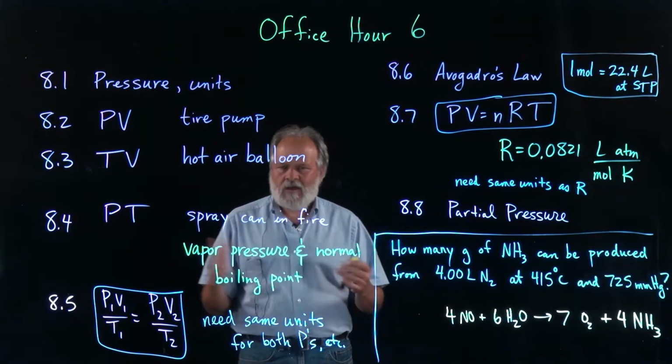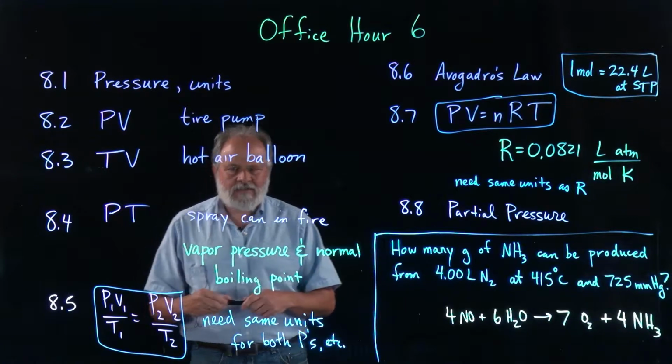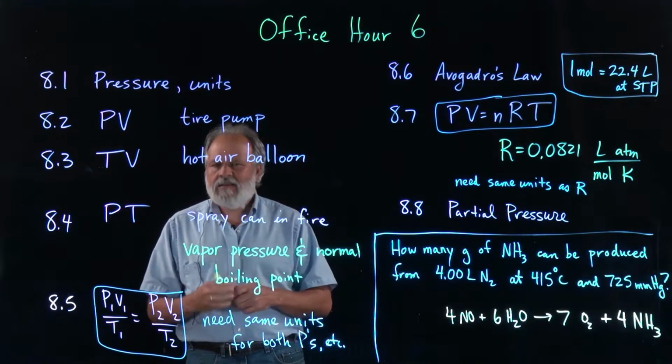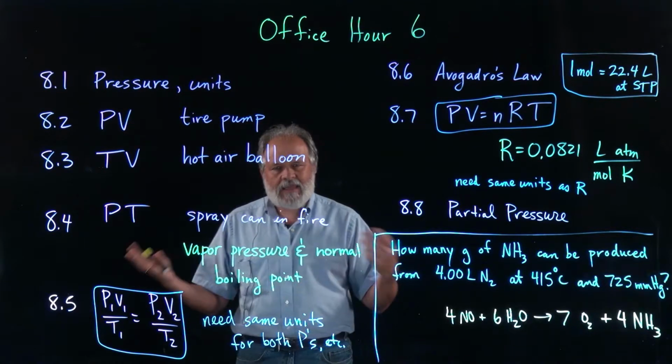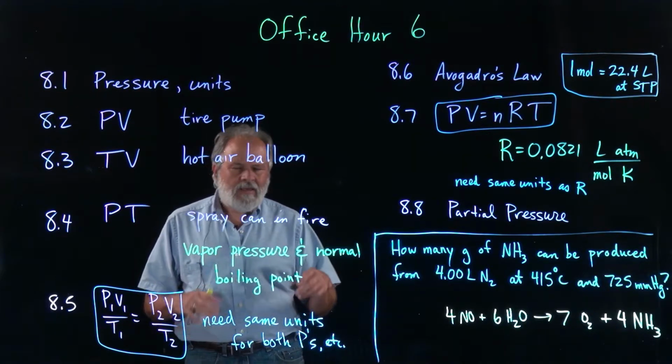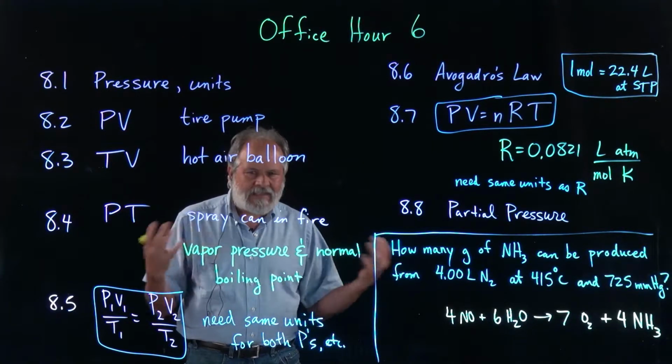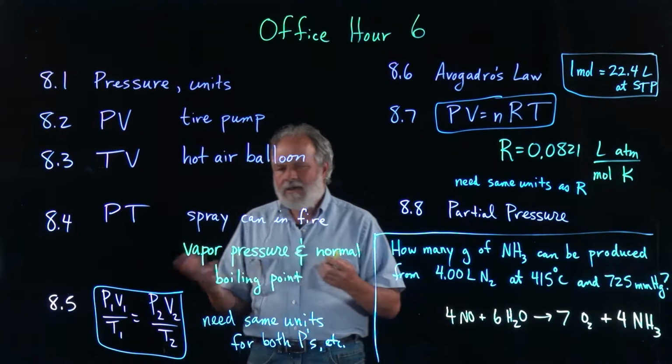All right, the next section is talking about another relationship, and that's between the temperature of a gas and the volume of the gas, holding the pressure constant. The example there is a hot air balloon. Basically, you heat up the air, it expands to a larger volume, and because there's a larger volume, the air is less dense, and that's how the hot air balloon floats.